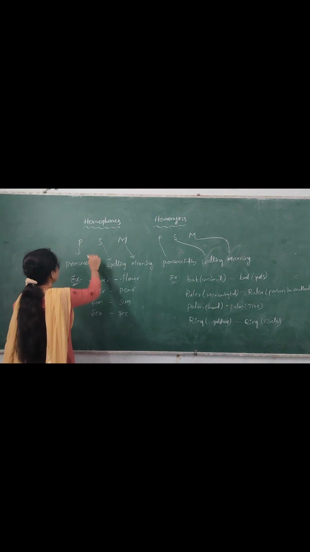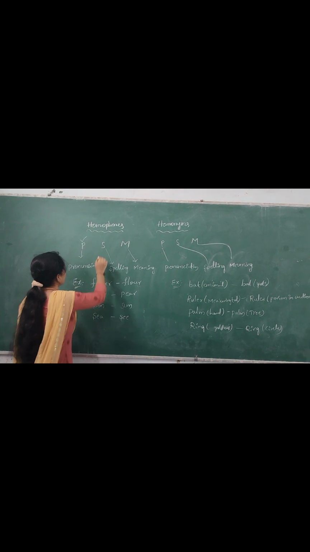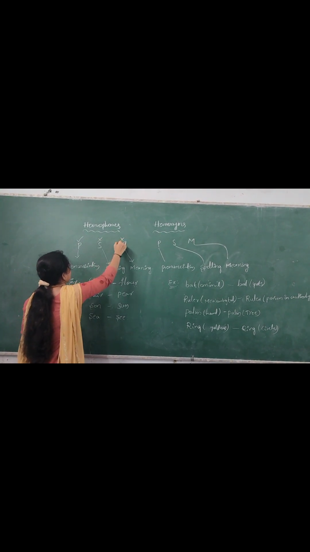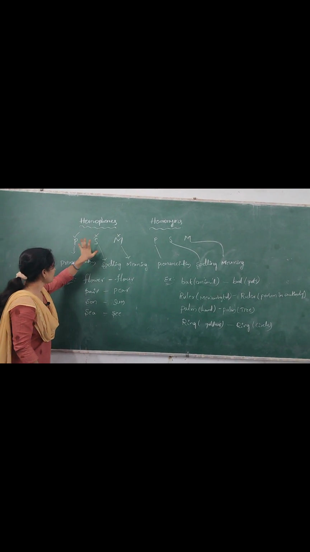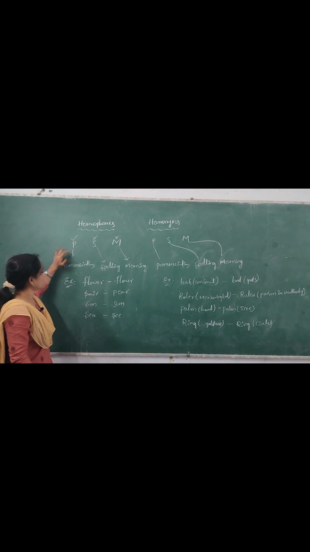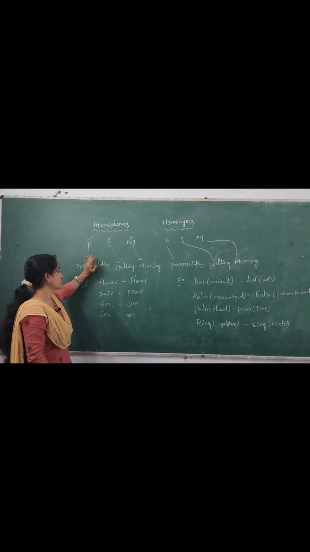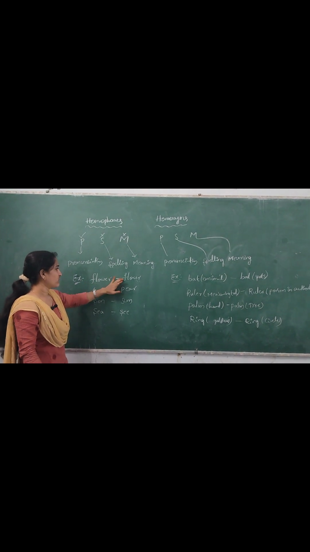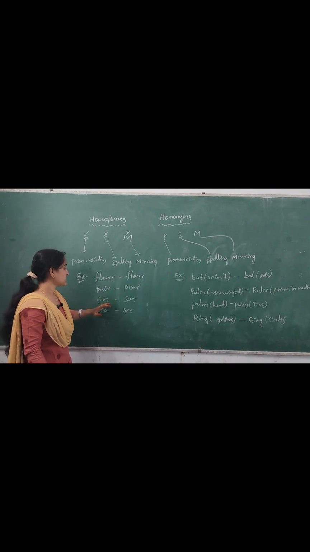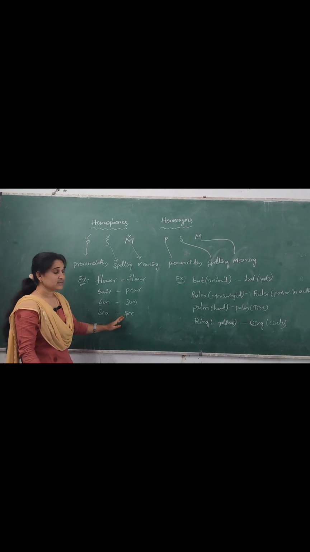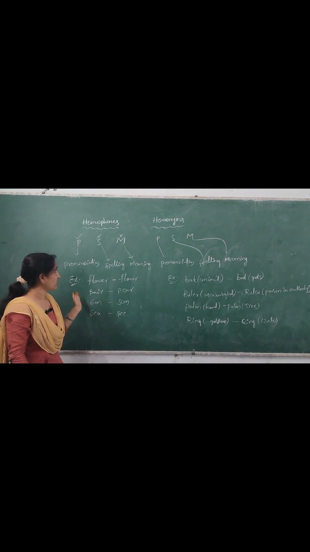So take the right mark on P and put wrong marks on S and M. This means same in pronunciation but different in spelling and meaning. Those words are called homophones. For example, flower, flour, pear, pair, sun, son, sea, see. These are a few examples which I gave for homophones.